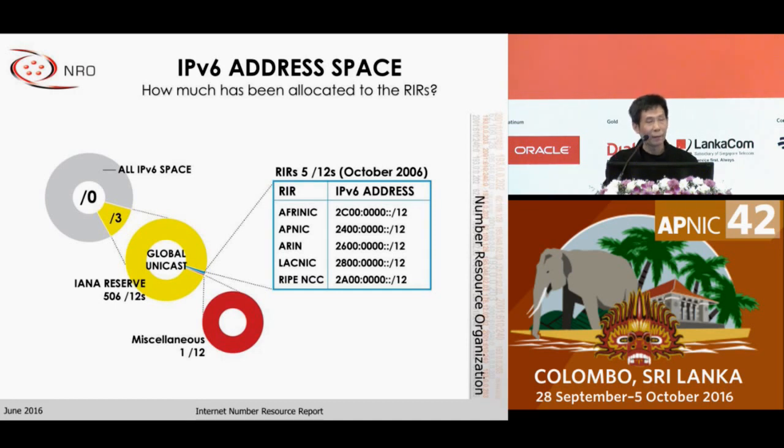At the beginning, IANA only used /12 for allocations to all RIRs. In 2006, IANA allocated /12 to each RIR to improve the aggregations. You can see the table here. Since then, none of the RIRs have gone back to IANA for additional IPv6 allocation. You can see we only used a very little of the total IPv6 space from this picture.